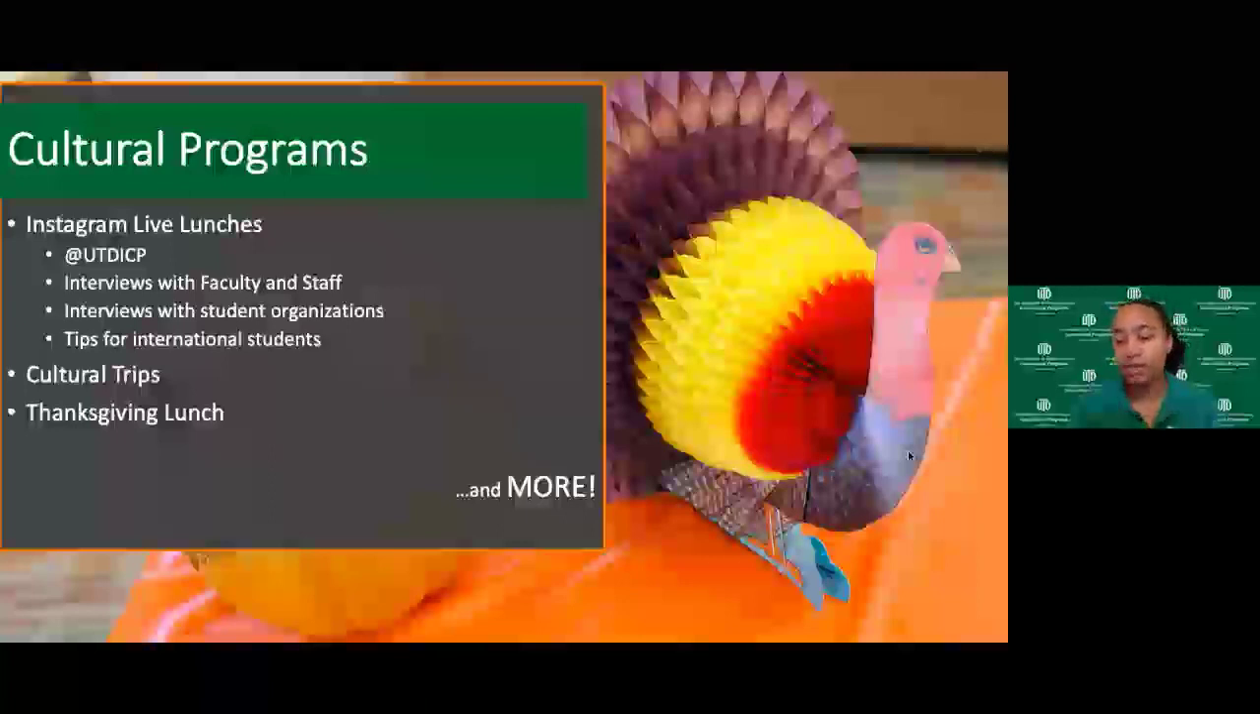We typically also host cultural trips where we take students to very important or fun event sites. Of course, due to COVID-19, we're unable to do so. But in the future, we hope to resume our normal programming in regards to that area.